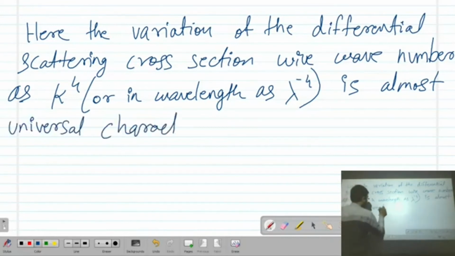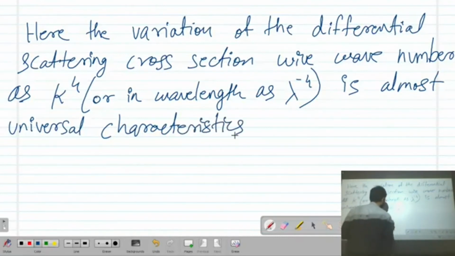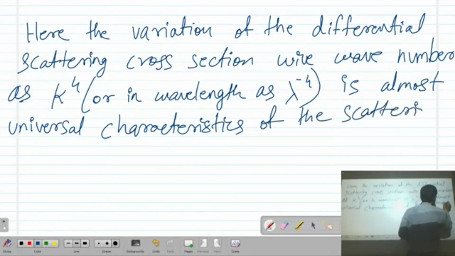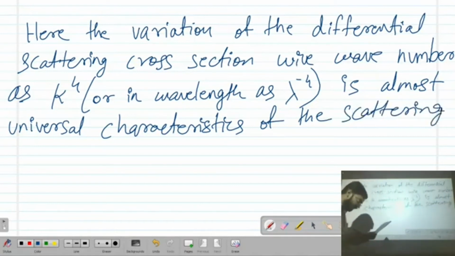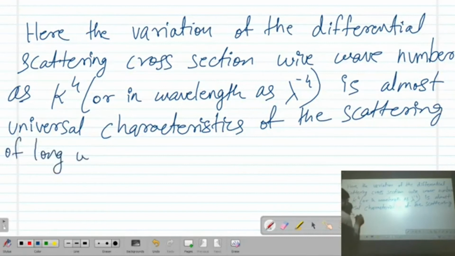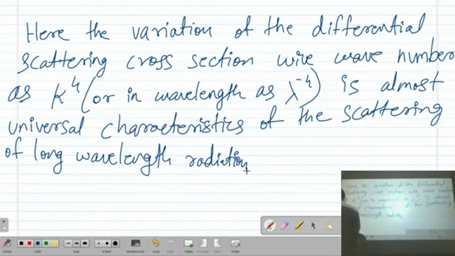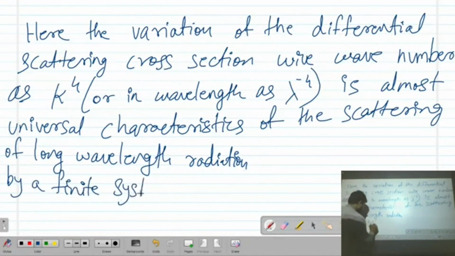This is the universal characteristic of the scattering of long wavelength radiation by a finite system. Now this dependence on frequency is known as Rayleigh's law.